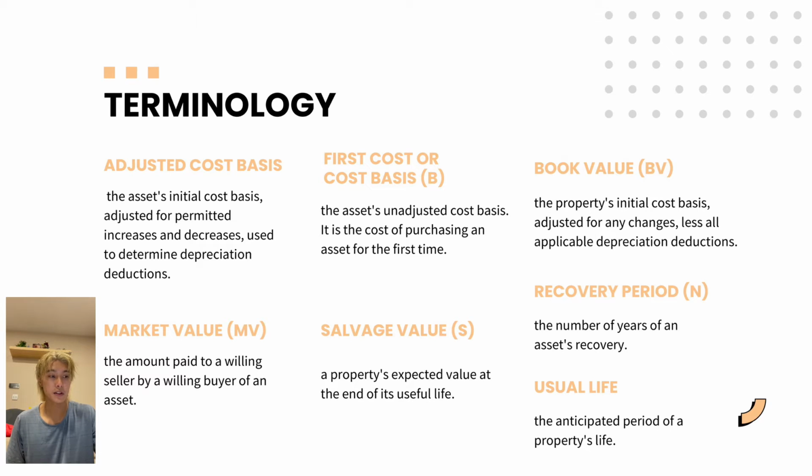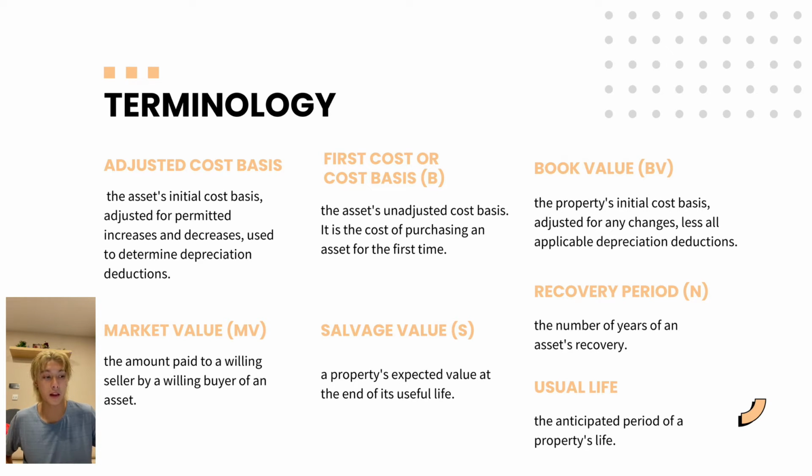The common terms used in depreciation are explained here. A. Adjusted cost basis is the asset's initial cost basis adjusted for permitted increases and decreases, used to determine depreciation deductions. B. First cost or cost basis is the asset's unadjusted cost basis. It is the cost of purchasing an asset for the first time. C. Book value is the property's initial cost basis, adjusted for any changes, less all applicable depreciation deductions.